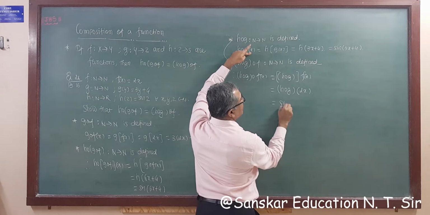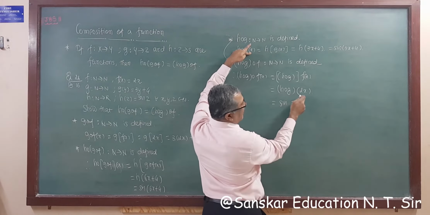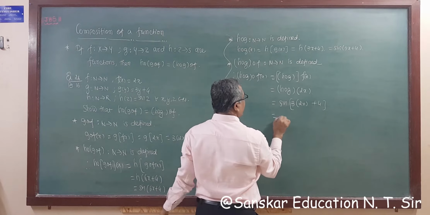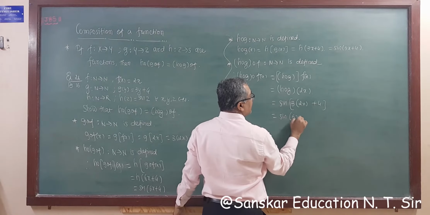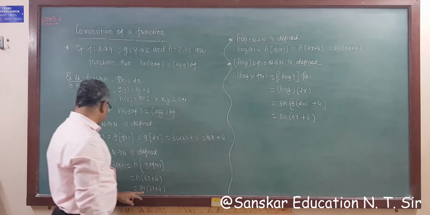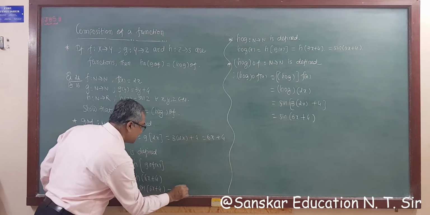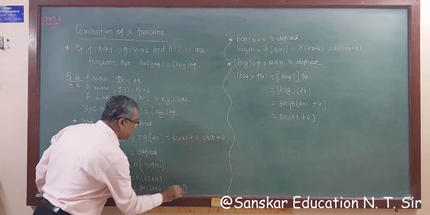So the answer is sine of 3 times, instead of x, what we have? Twice x, plus 4. So the answer will be sine of 6x plus 4. So from A to B, you can see that this is result number 1 and this is result number 2. Both are equal.